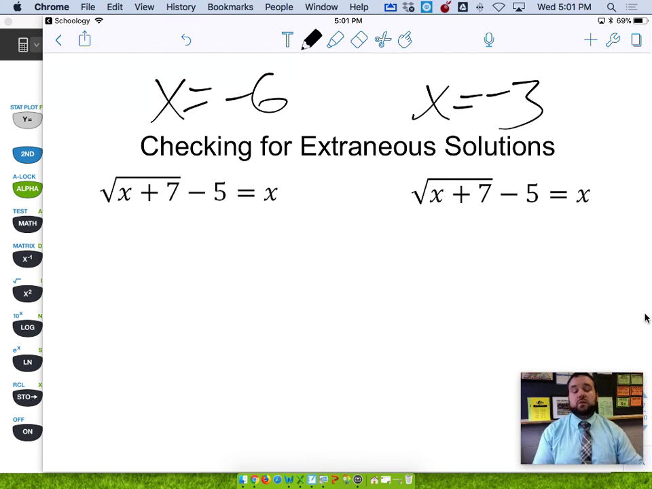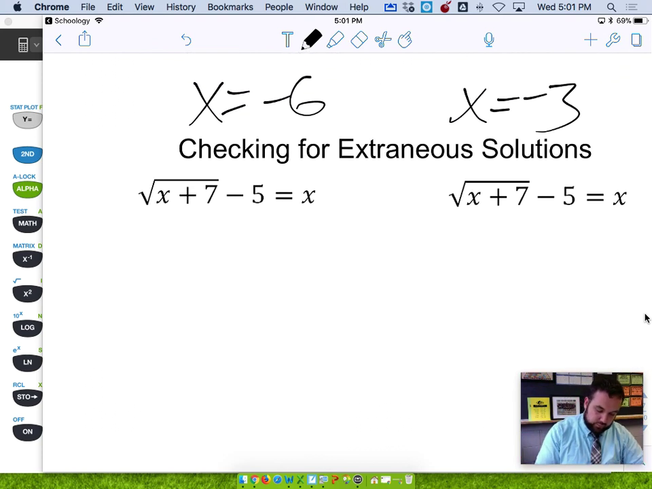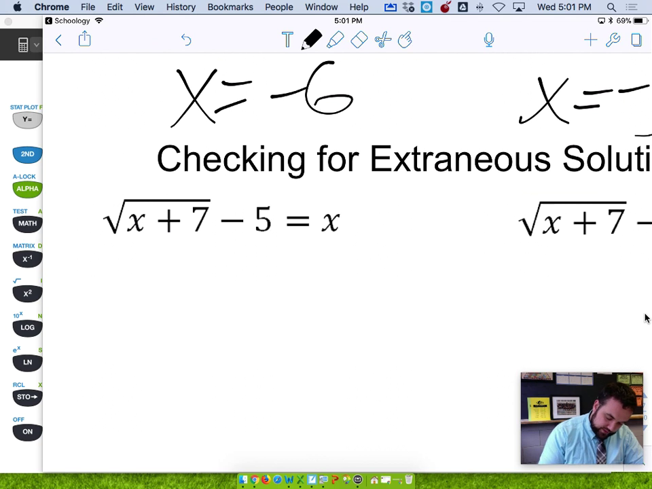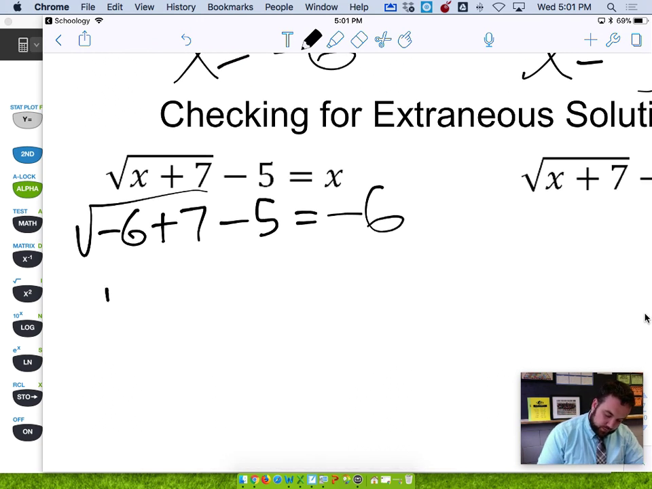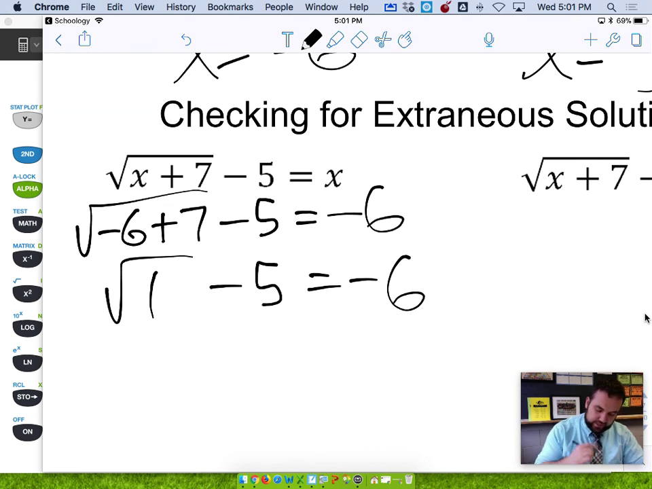So all we're going to do is plug them each in, to make sure that I get the same thing on both sides. Okay, so if I plug in -6 for both these x's, I end up with the square root of -6 plus 7 minus 5. And does that indeed give me -6? Well, -6 plus 7 is 1. So the square root of 1 minus 5.